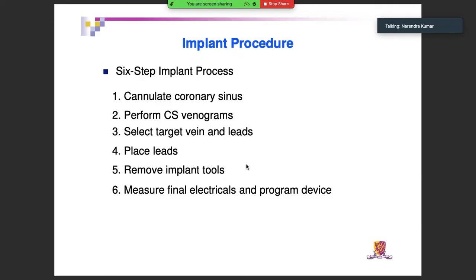How can one decide upon those criteria, like how to decide which vein to target? Similarly, you then have to place the lead over there. After doing that, the tools which have been used for implantation need to be removed. And finally, you have to check the electrical parameters and program the device. And once you are done, you are done, and you can go home happy.